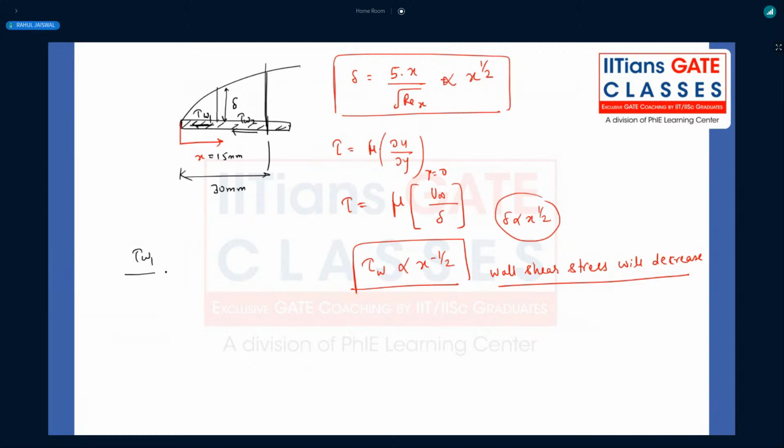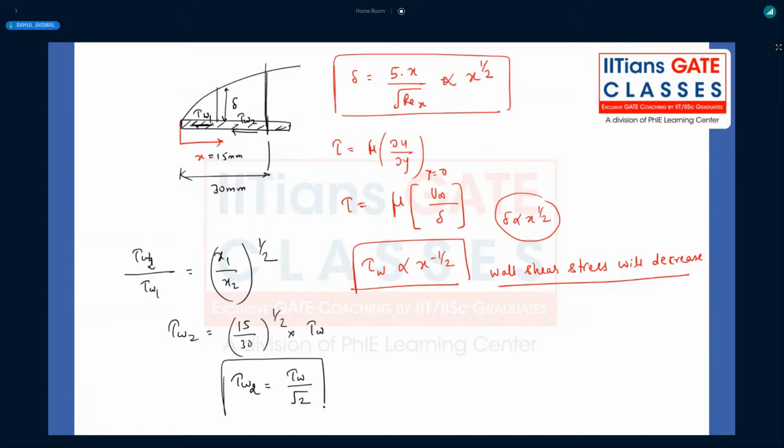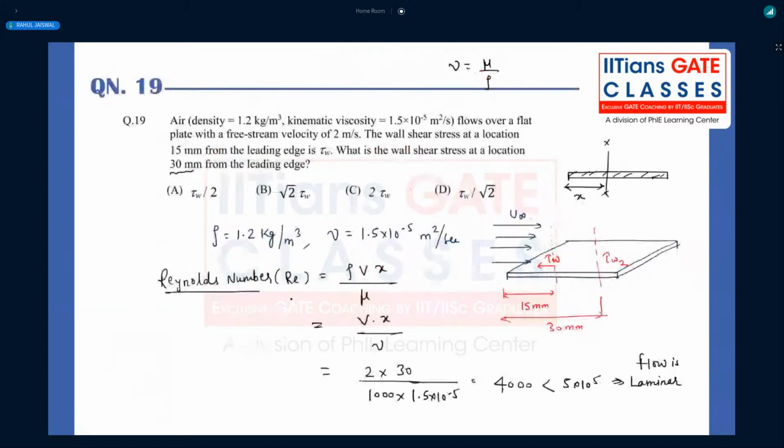So tau w1 we can write as (x1 by x2) to the power 1 by 2, right? So tau w2, what can we write? x1 is 15 mm by 30, to the power 1 by 2, into tau w. So what will be the wall shear stress at a distance of 30 mm? That will be tau w divided by root 2. So which option will be correct? Here option D will be correct, right? D will be correct.